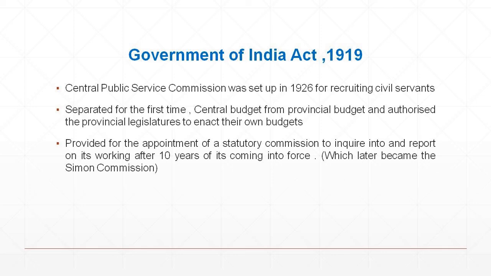But when it comes to reserved subjects, this was administered by the executive council, and they were not responsible to the legislative council. Another important point is the creation of the bicameral legislature, that is, upper house and lower house. Three out of six Indians in the Viceroy's executive council, extension of communal representation to Sikhs, Christians, Anglo-Indians and Europeans, and establishment of a High Commission of India in London, and the Central Public Service Commission was set up in 1926 for recruitment of civil servants. So let's go to the Simon Commission.